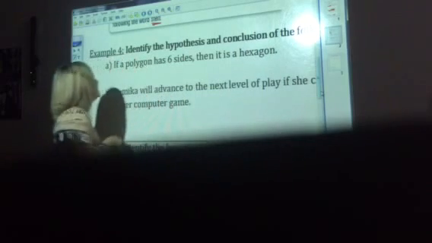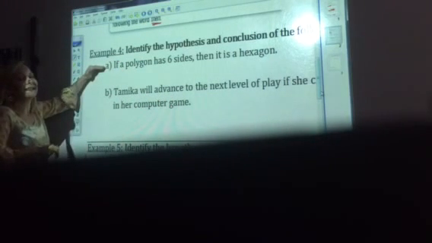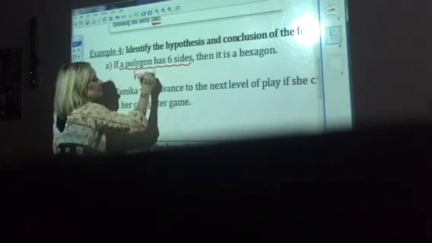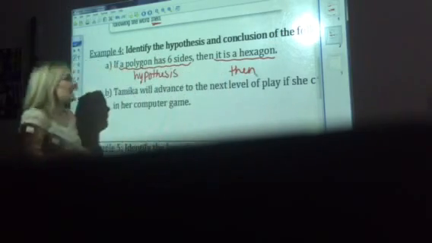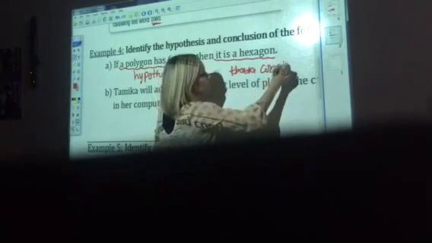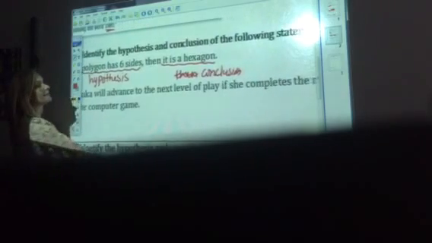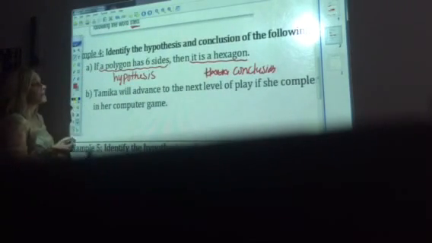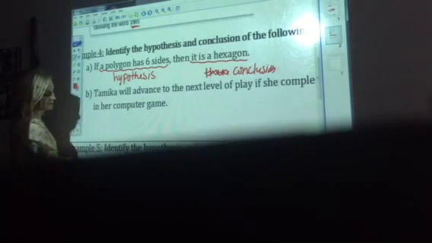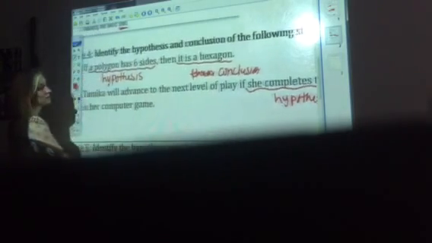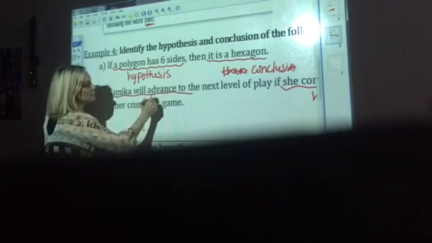So let me give you an example here, okay? Identify the hypothesis and conclusion. So here's the sentence, if a polygon has 6 sides, then it is a hexagon. So anything immediately following the if is going to be the hypothesis, okay? The conclusion is everything after the word then, okay? In our next sentence, it says, Tamika will advance to the next level of play if she completes the maze in her computer game. In this one, the definition of hypothesis and conclusion is still true. Everything after the word if is still going to be the hypothesis. Okay? And then, of course, anything else after the word then would be the conclusion.